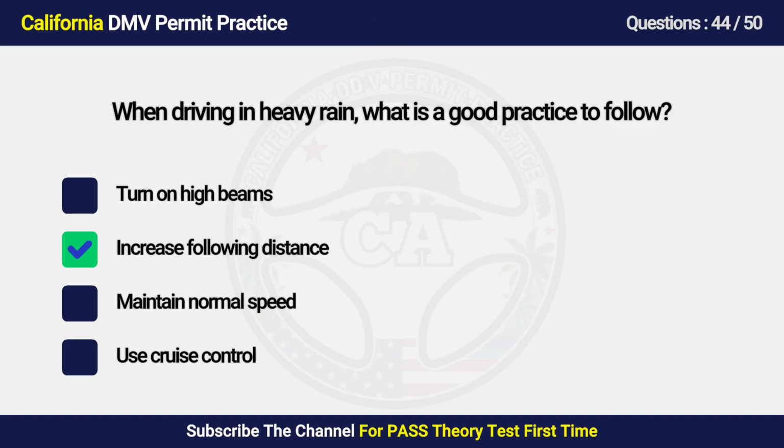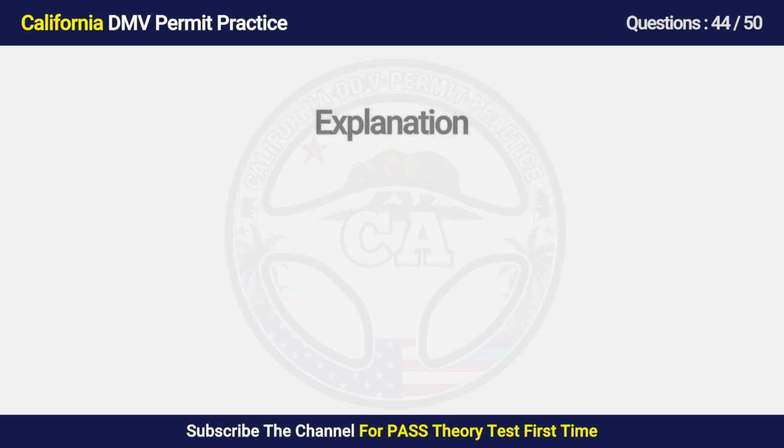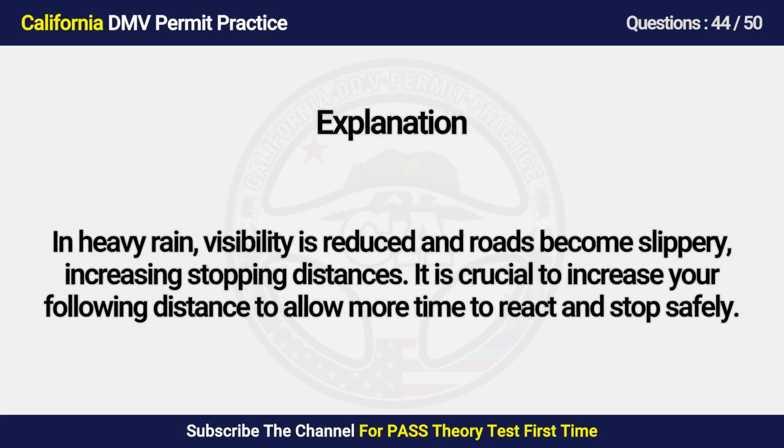Answer is B. Increase following distance. In heavy rain, visibility is reduced and roads become slippery, increasing stopping distances. It is crucial to increase your following distance to allow more time to react and stop safely.